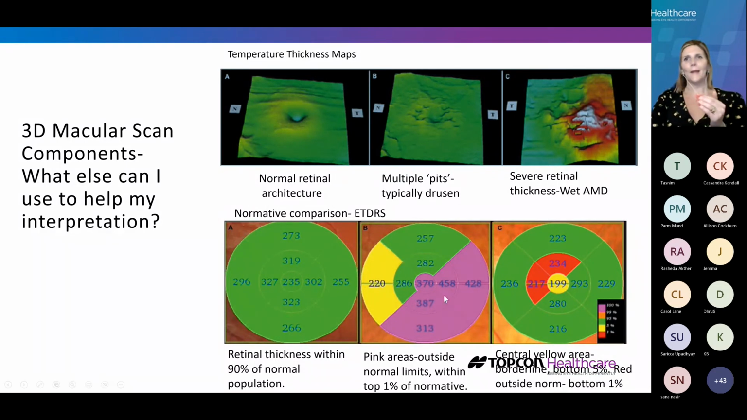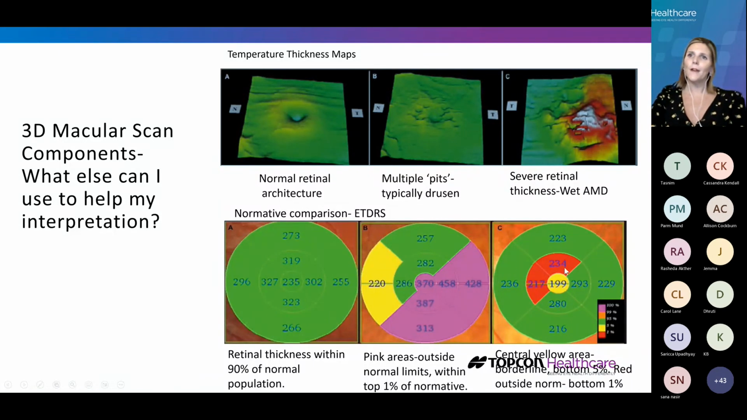If you're seeing sort of pinks or purples, then you're in the top 1% of outside normal limits on this ETDRS grid for this company. That's saying that you're thicker than the norm. But if you're in the yellow, you're in the bottom 5% of being outside normal limits for being thinner than the norm. So we've got a bit of thinning and we've got a bit of thickening. So this is probably relating to this patient up here where we've got a bit of atrophy maybe, and we might have some thickening because it's a retinal image of a wet AMD patient.